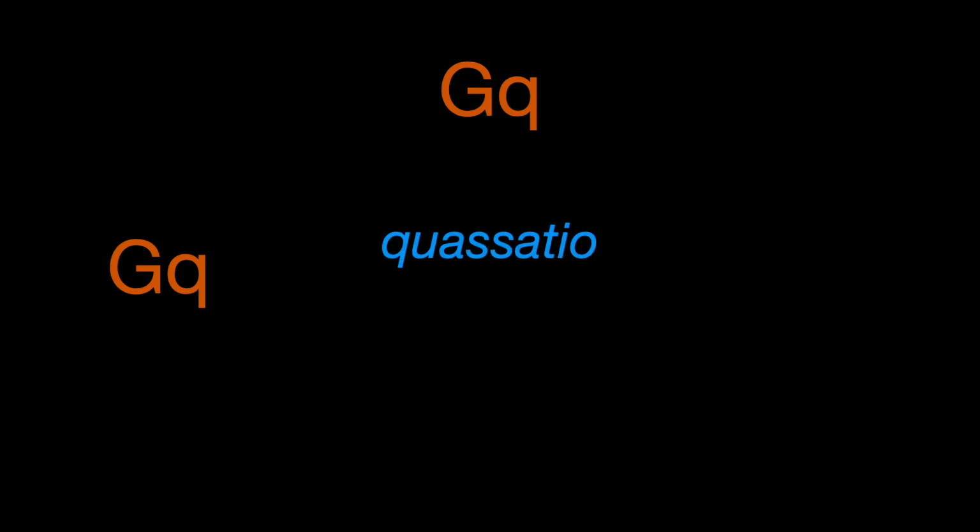Next up is our GQ pathway. When we think of GQ, the first word that should come to mind is quassatio. What? Yes, because in Latin, quassatio means shaking. Just like the GQ pathway shakes the inside of the cell with increasing calcium levels. And we will use this word to remember. But let's ask the question, how?